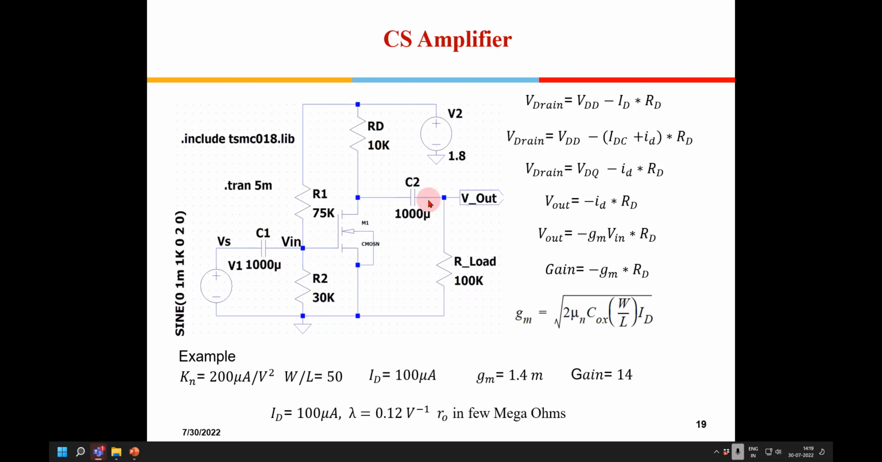Right now, let's see how we are getting a gain. Now, if I call this voltage VDD, this will be VDD minus IDRD. Now, V drain is equal to VDD minus (IDC plus small id) into RD. If I open this up, it becomes VDD minus IDC RD, which is the DC potential available here, so I call it VDQ. Then the remaining will be minus id RD. Is this equation clear to all of you?